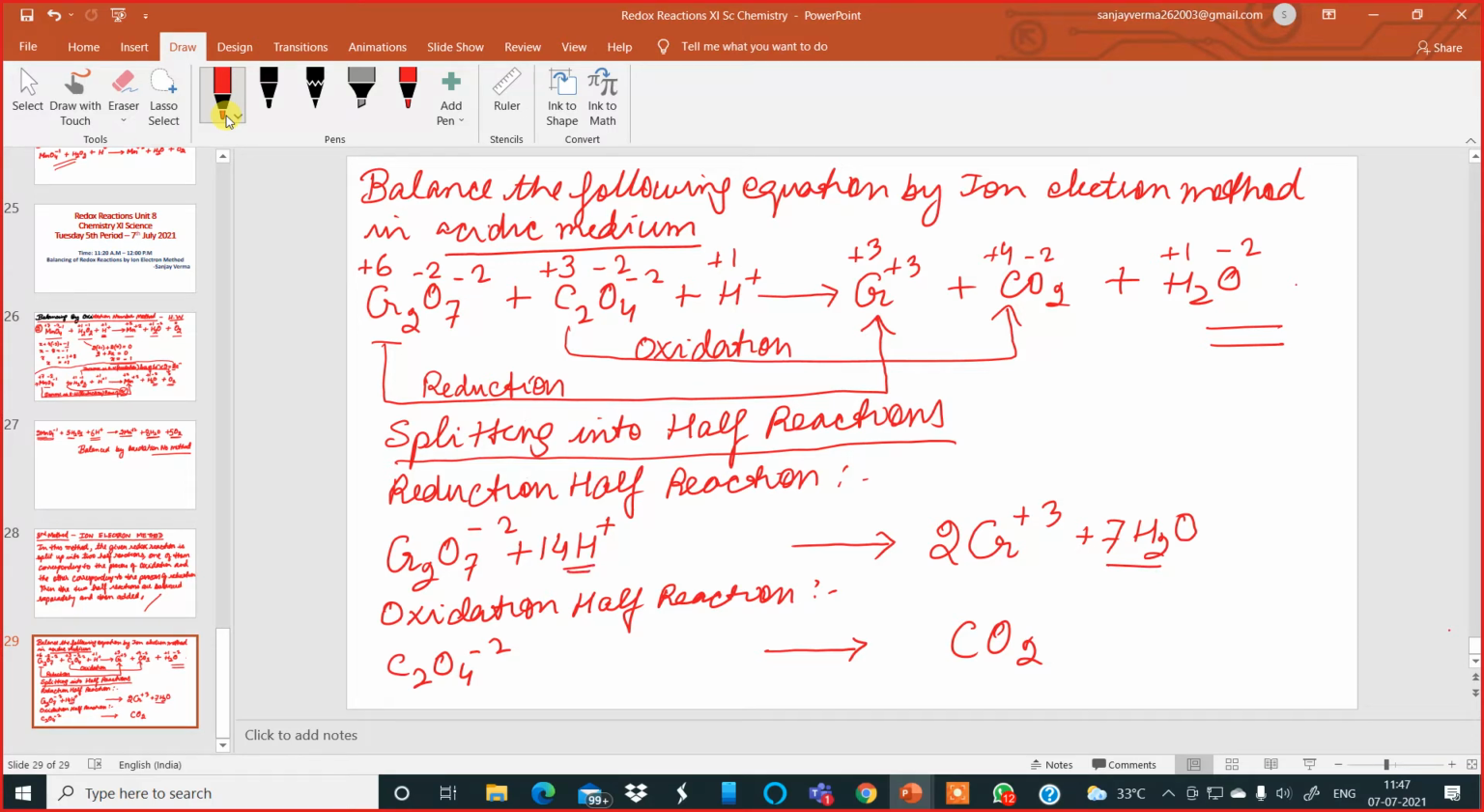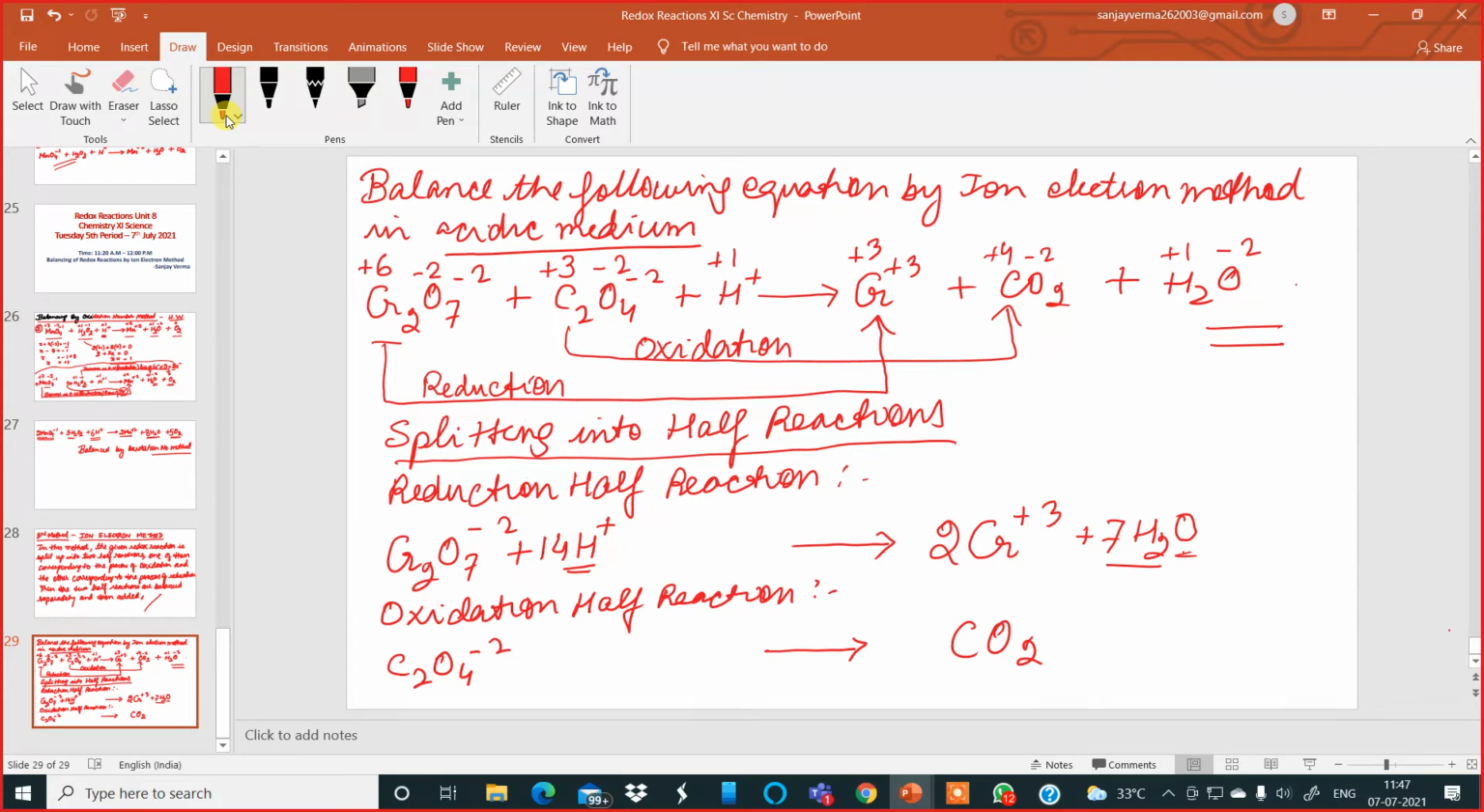To balance the hydrogen, I must use hydrogen ions. I hope you got it. I repeat it once more. To balance the reduction half reaction, I am balancing the chromium atom by putting 2 on the other side. Then I balance the oxygen. There are 7 oxygen atoms, so I put the same number of water molecules on the other side. But as soon as I put 7 water molecules, hydrogen becomes 14. So I put 14 H plus ions on the left hand side.